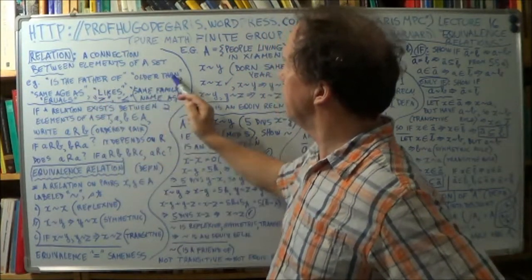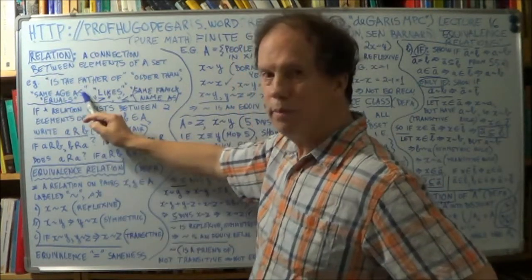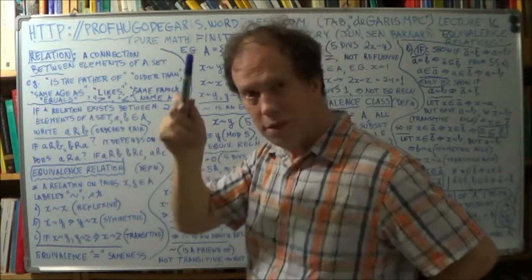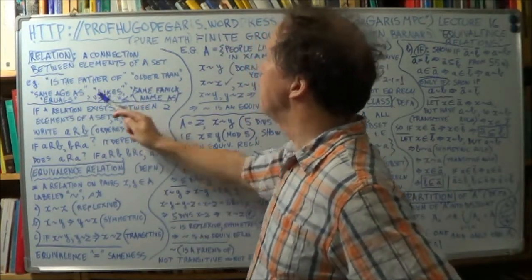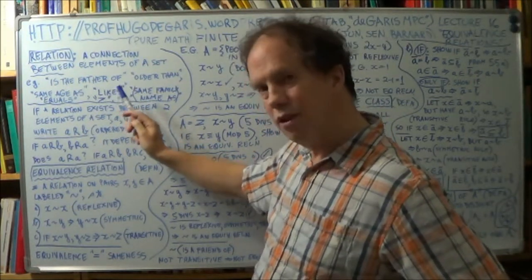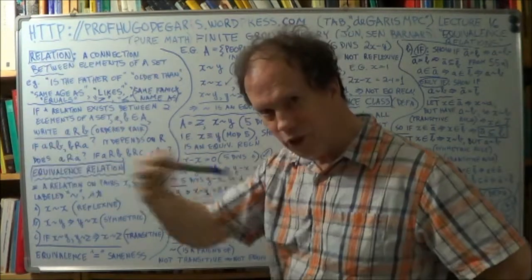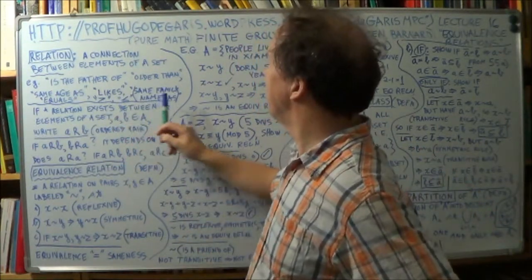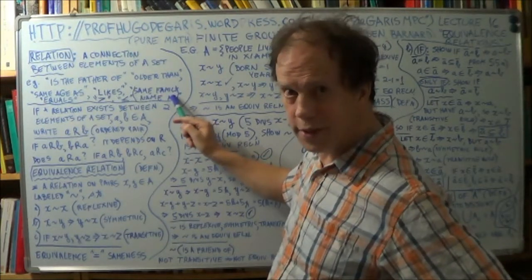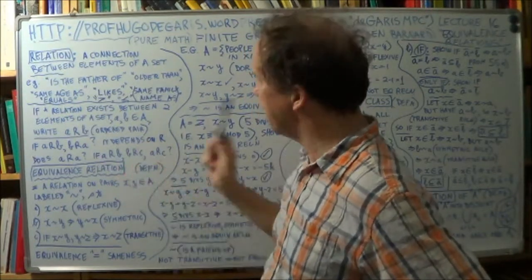If A is older than B, is B older than A? Of course not. If A is the same age as B, is B the same age as A? Yes, right? So it depends on the relation. If A likes B, does B like A? Not necessarily. You've probably heard of the term unrequited love, meaning love not returned, right? If A has the same family name as B, does B have the same family name as A? Yes. Okay, so it depends.